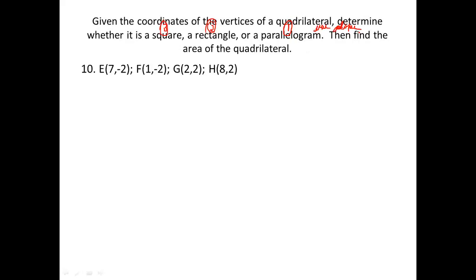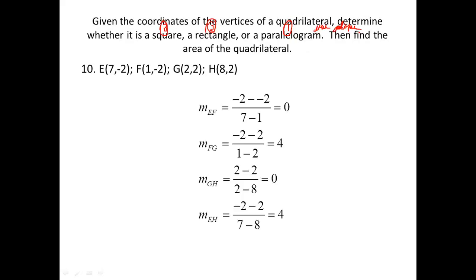So if I have these, I go through my slopes. There's my slope. And I see that I have these 2 are the same. These 2 are the same. So that tells me EF is parallel to GH. And FG is parallel to EH. 2 sides are parallel. That means I have a parallelogram. So at least I have that.